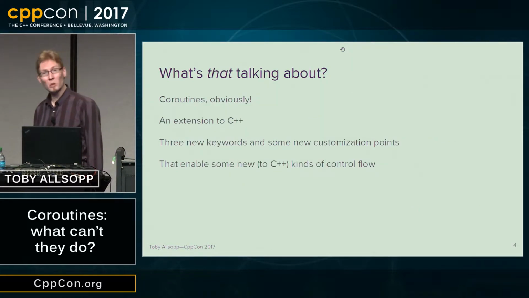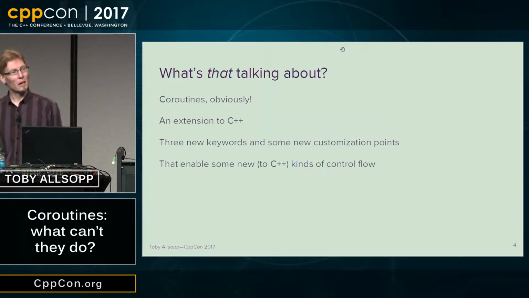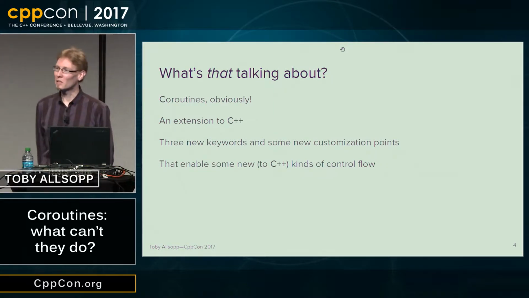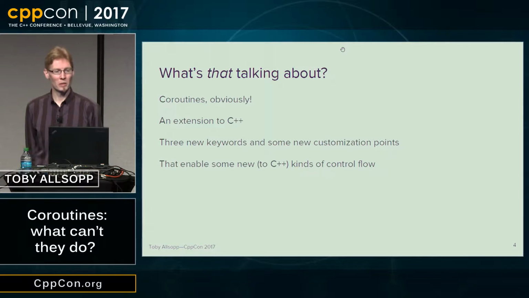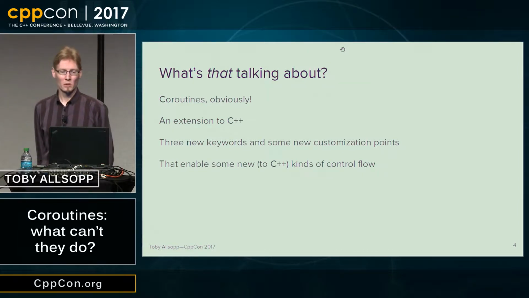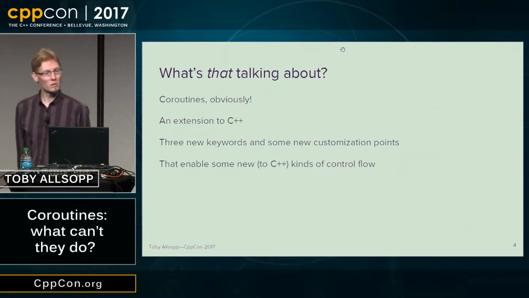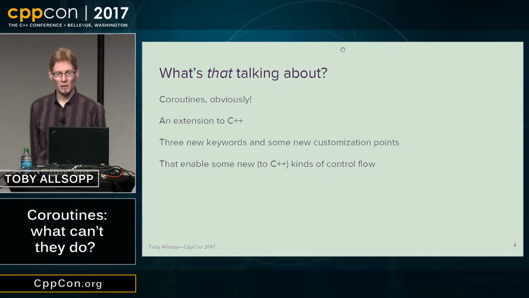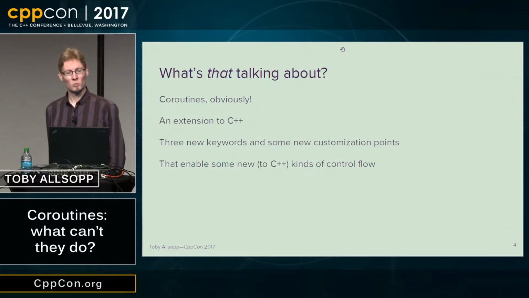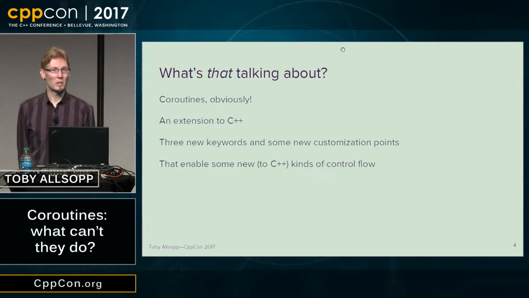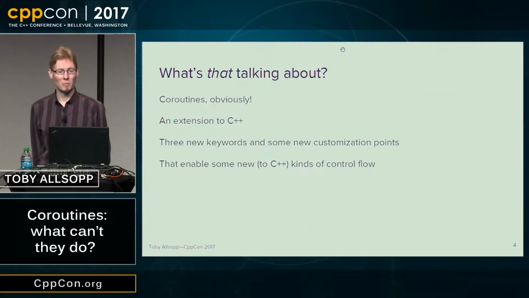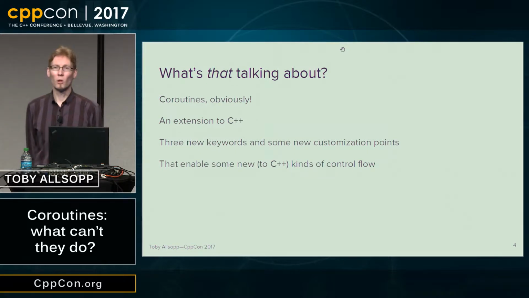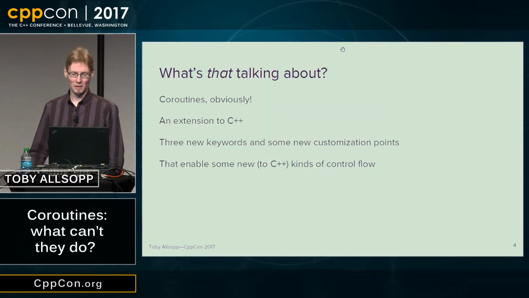But what's the TS talking about? Well, apart from coroutines, it is an extension to C++. It includes 3 new keywords and some new customization points. So that's largely what I'll be talking about in this talk, how those keywords work, what the customization points are. And what it does is enable some new kinds of control flow, well, new to C++.